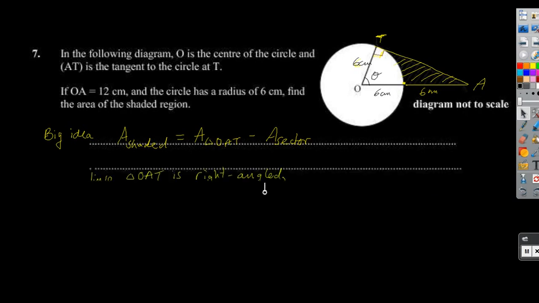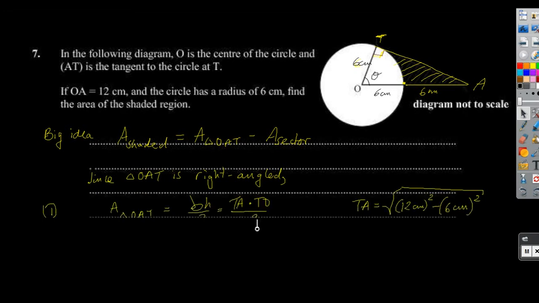And since OAT is a right angle triangle, I can calculate the area of OAT using base times height divided by 2. That's the first part. So, substituting into base times height divided by 2, I get TA times TO divided by 2. Now, I don't know TA.